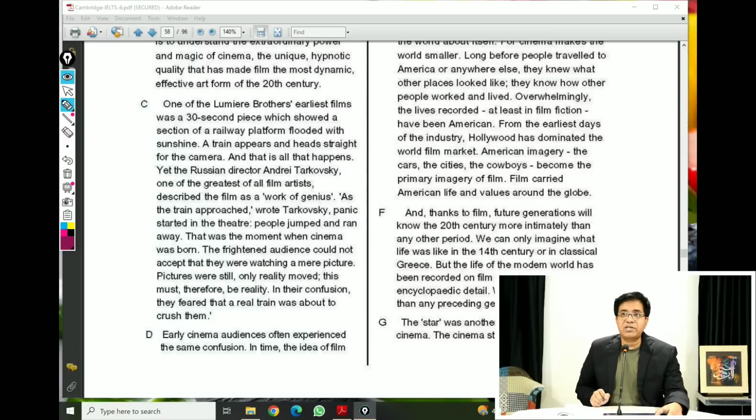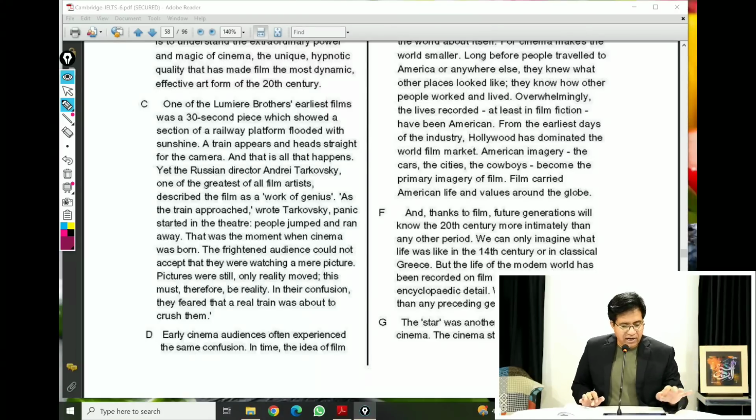A train appears. Now that is our clue word. A train appears and heads straight for the camera, and that is all that happens. That's it. Now, have they mentioned? And then they change the topic. Then this is yet Russian director, this and that, and all that.